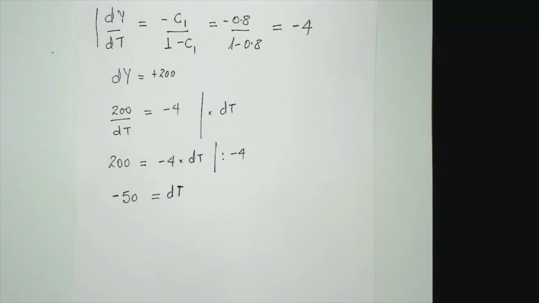So in order to keep our income at a level of 600 monetary units, tax must be decreased by 50 units. And this is again a negative relationship between income and tax because we have minus 50 units.